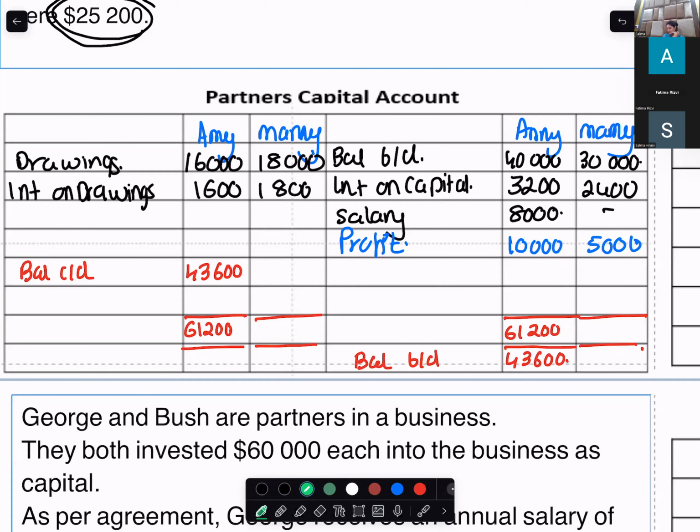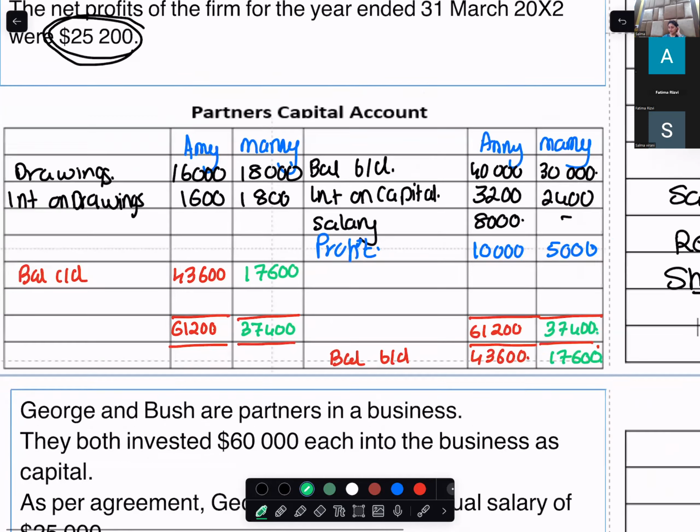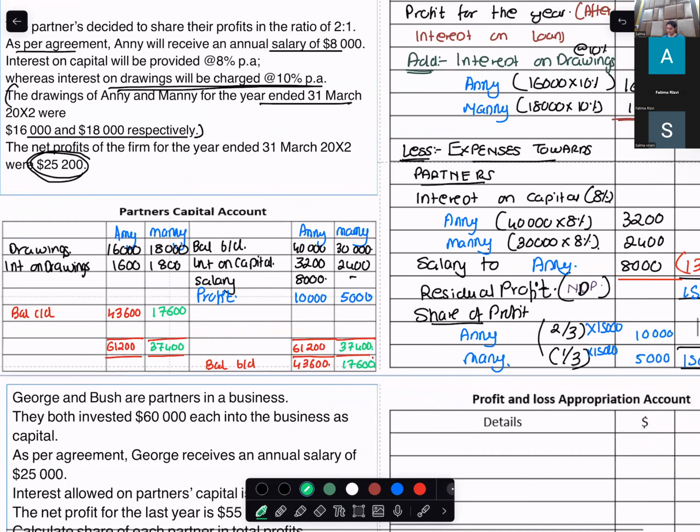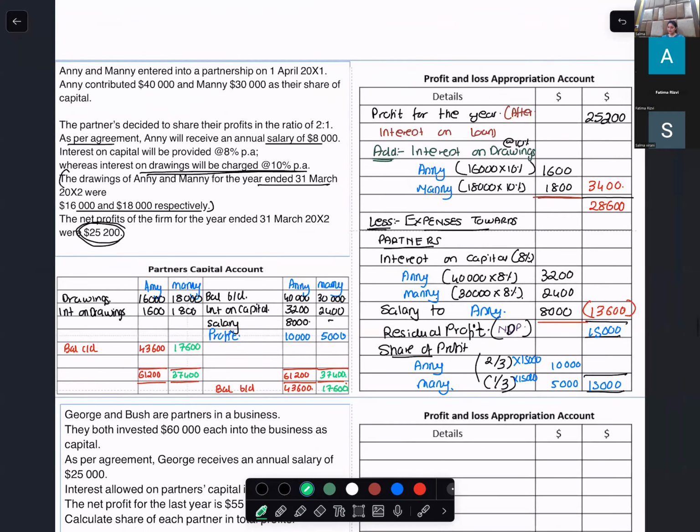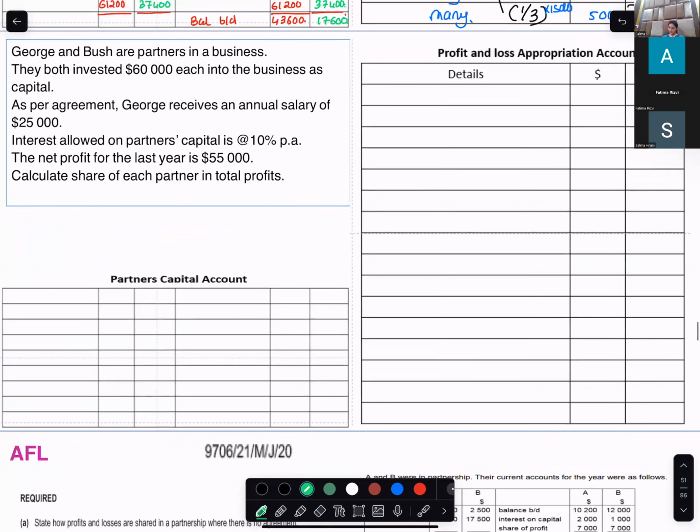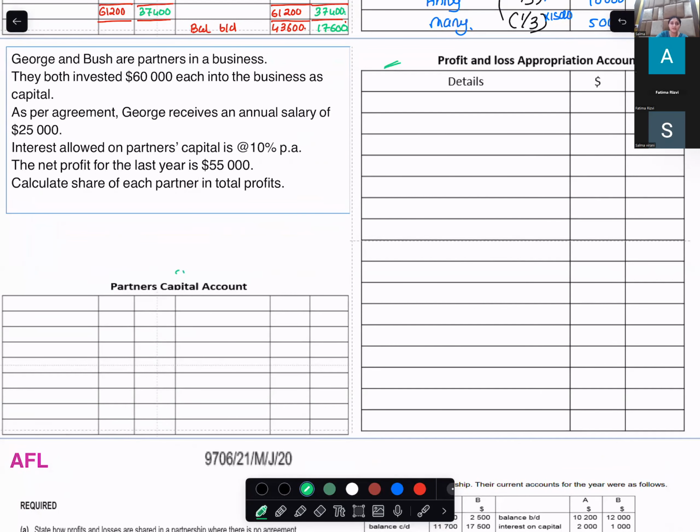Now Manny, what is the total of Manny, Fatima? Credit is 37,400. You'll write 37,400 on both the sides. From 37,400 you deduct 18,000 and you deduct 1,800. How much you'll get? 17,600. So with this we complete the sum of Annie and Manny. Now I want you to do the sum of George and Bush. Prepare appropriation account and prepare partners capital account.